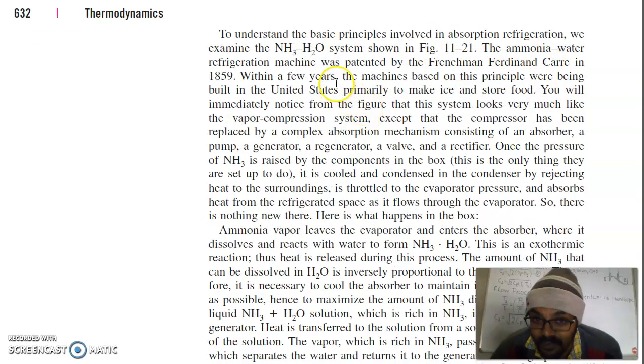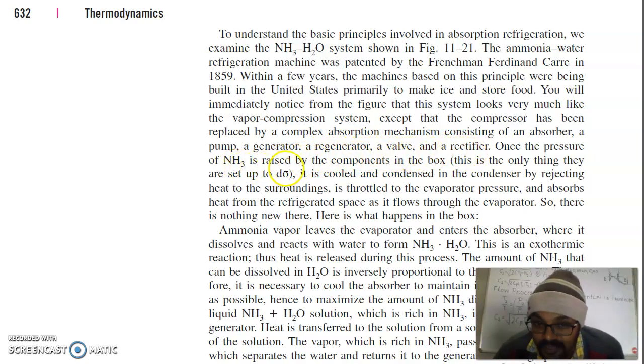The ammonia-water refrigeration machine was patented by a Frenchman in 1859. Within a few years, machines based on this principle were being built in the United States, primarily to make ice and store food. You will immediately notice from the figure that this system looks very much like the vapor compression system, except the compressor has been replaced by a complex absorption mechanism consisting of an absorber, a pump, a generator, a regenerator, a valve and a rectifier.